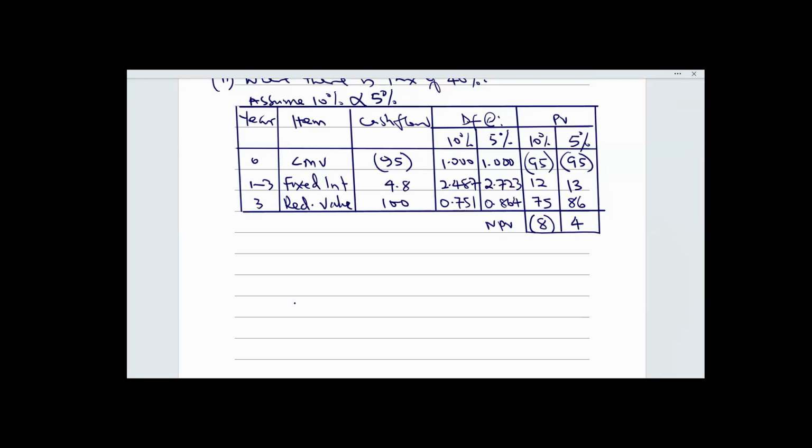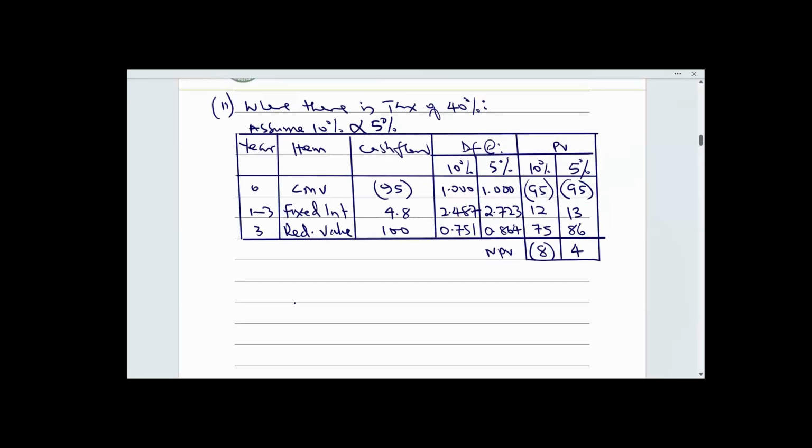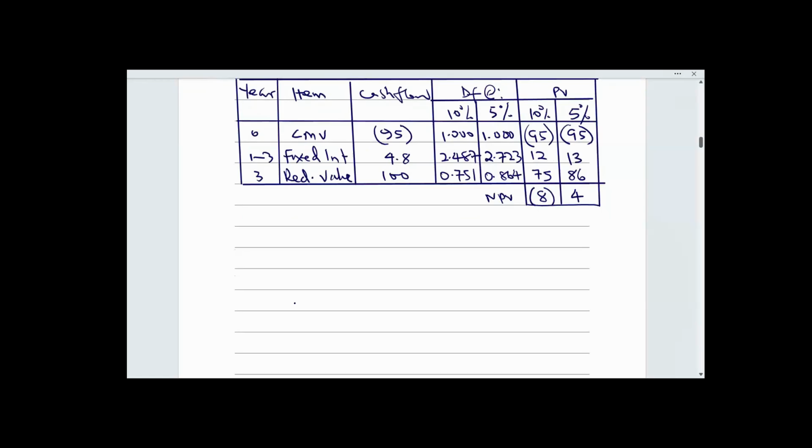So we assume 10%, we got negative NPV of 8. We then reduce to 5%, we got a positive NPV of 4. Now that we have two opposing NPV, we can proceed to calculate cost of redeemable debenture, which is lower discount rate of 5 plus NPV of the lower discount rate 4 over NPV of the lower discount rate 4 plus NPV of the higher discount rate, which is 8. All of this multiplied by higher discount rate of 10 minus lower discount rate of 5.